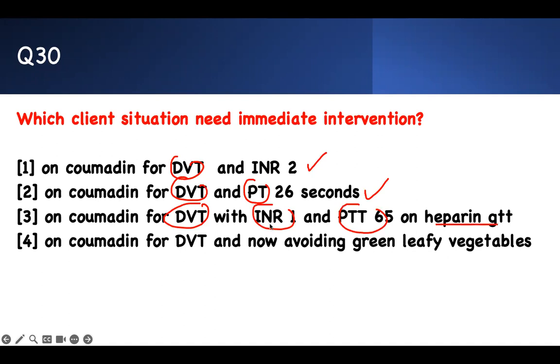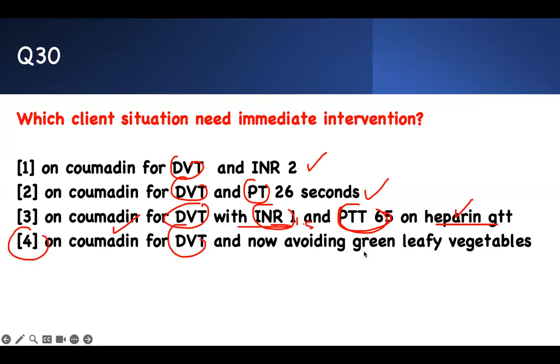This is to tell you that when you're on Coumadin, we bridge you with heparin. The individual's PTT is therapeutic, but the INR is not, so we can continue. Sometimes we wait until your INR is like 1.5 and then stop the heparin. So this is fine. Test taking skills: number 4 has to be your answer.